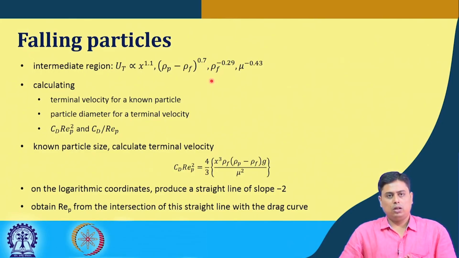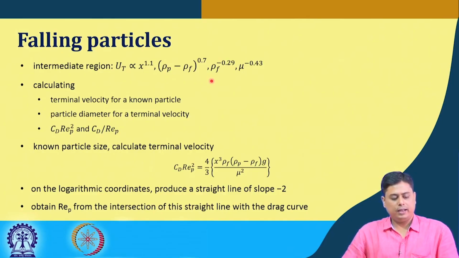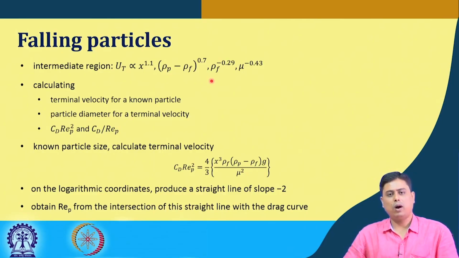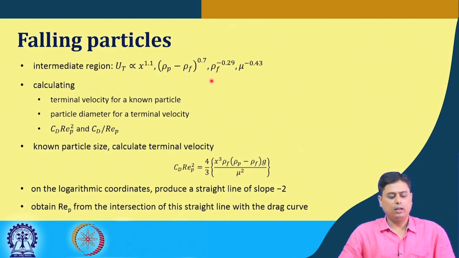So now the problem I posed is that there can be 2 scenarios. On one hand, you have to calculate the terminal velocity of a known size particle without knowing its settling region. Or the scenario can be that you have to find out the particle diameter for a given terminal velocity, but again in this case you do not know in which region that terminal velocity lies.